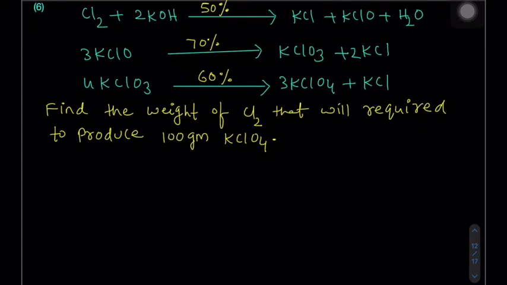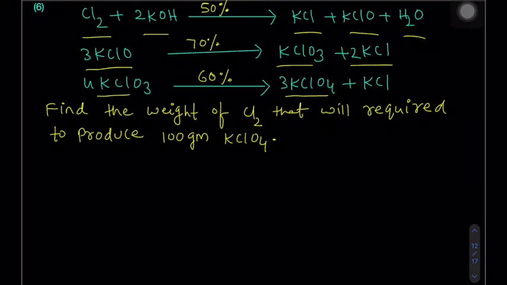Same problem. Now there is chlorine combining with KOH to give KCl and KClO plus H2O. 50% yield is there. Okay, now 3 KClO gives KClO3 plus 2 KCl, 70% yield is there. 4 KClO3 gives 3 KClO4 plus KCl. The percentage of yield here is 60%. Now find the weight of the chlorine that will be required to produce 100 grams of KClO4. Now the product weight is given, the reactant weight is asked: find the weight of the reactant, that is Cl2.